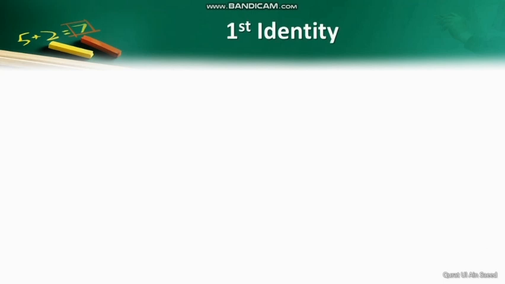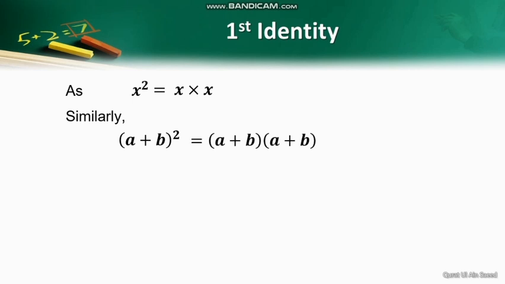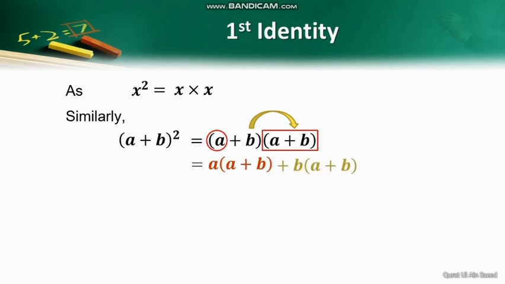As we know that the square of any number can be written as its product with itself. So we can write x square as x multiplied by x. Similarly, the square of a plus b can be written as a plus b multiplied by a plus b. The next step is to simply expand this product by distributive law. That is, the first term a of the first expression is multiplied with the second expression. You get a times a plus b. Then the second term b of the first expression will be multiplied with the second expression. Then you get b times a plus b.